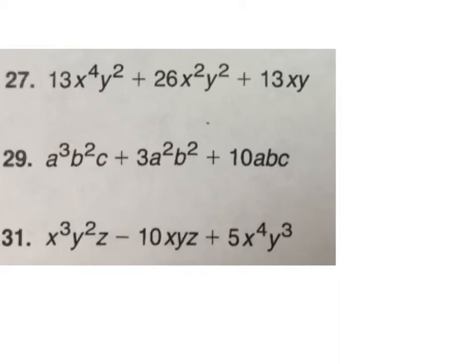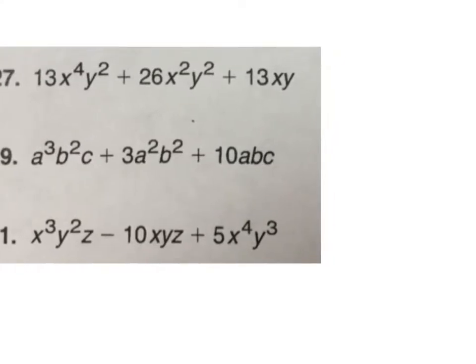Okay, so let's look at these last three. Now, these are a lot longer, aren't they? So let's look at the first one. What is the biggest number that will go into all three terms? 13 does. Okay, and then let's look. I've got x to the 4th, x squared, and x. So the most I can take out is an x. And I've got y squared, and y. So the most I can take out is y. So now let me put my parentheses.